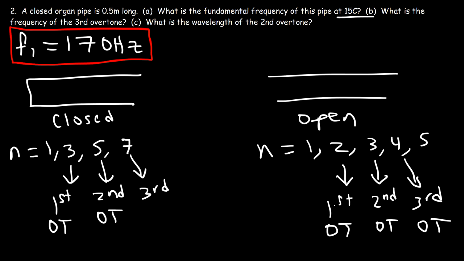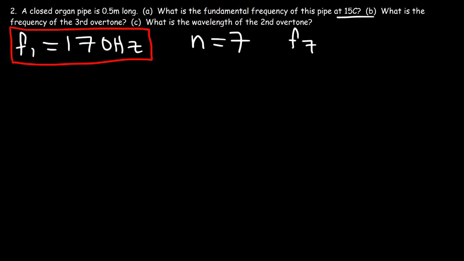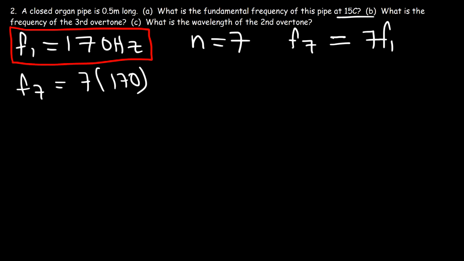So in this case, n is 7 for part B. We're looking for the frequency of the seventh harmonic. The frequency of the seventh harmonic is 7 times the fundamental. So that's going to be 7 times 170, which is 1190 hertz. And so that's it for part B.